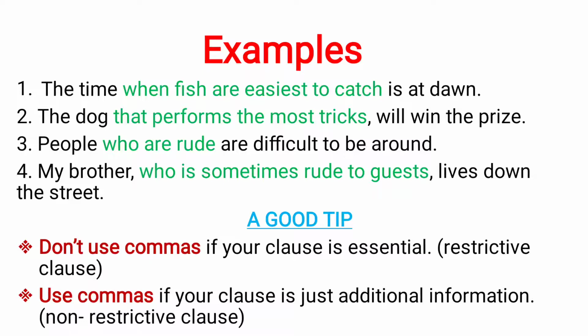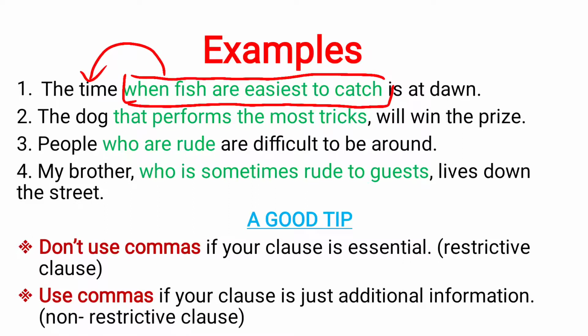"The time when fish are easiest to catch is at dawn." Now here, do we have a subject and verb combination? Yes, this is our subject and this is our verb. Do we have any relative pronoun or relative adverb here? Yes, we have a relative adverb here. And the most important thing is we need to check whether this group of words is describing any noun or pronoun. Yes, this group of words is describing the time, and that is why it is an adjective clause.